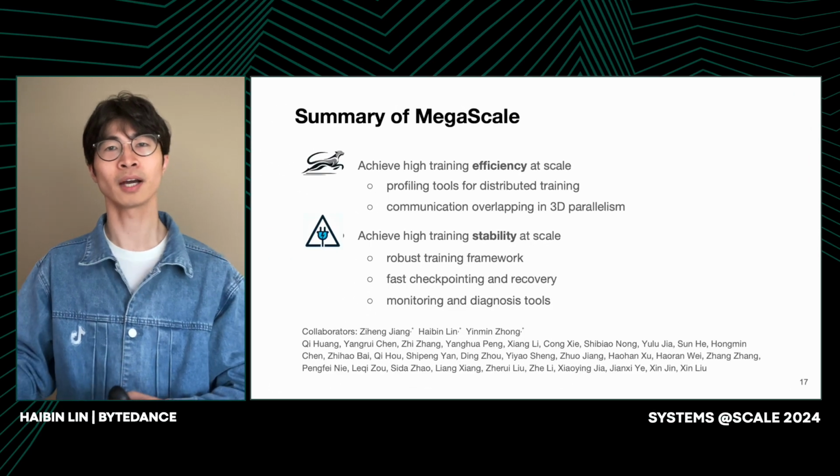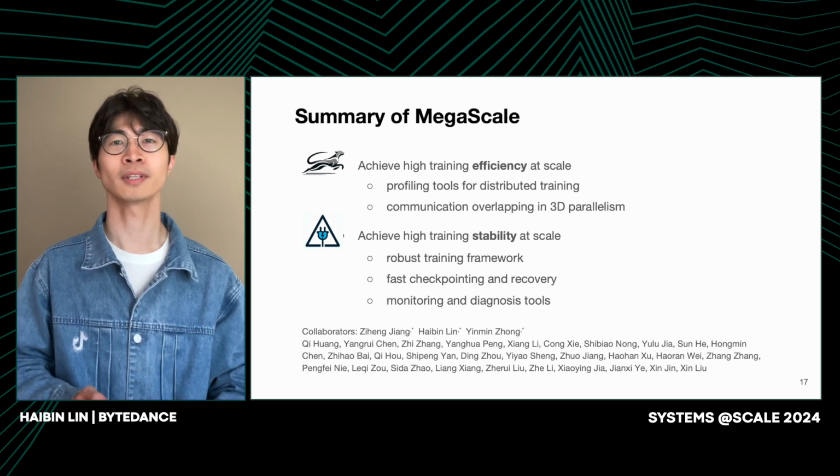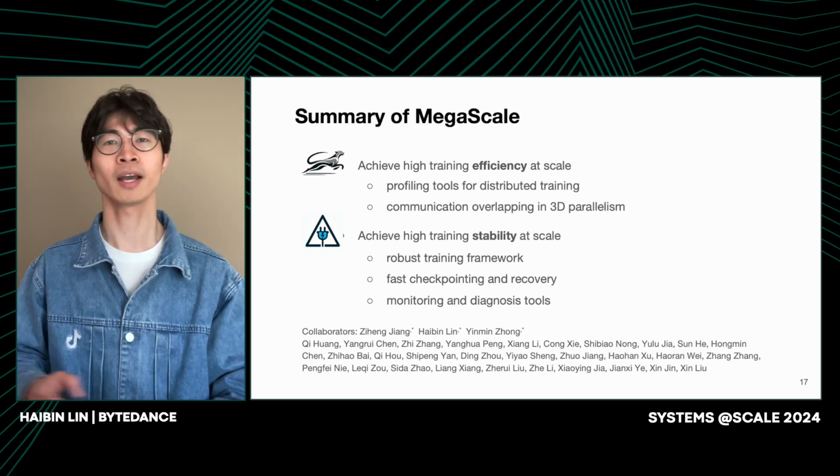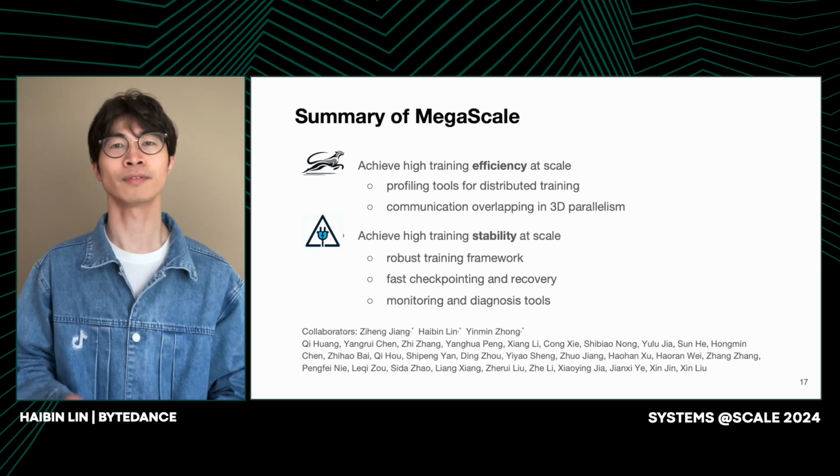On the stability side, we covered the robust training framework, which is very important because it helps us automatically handle a lot of GPU faults in a cluster and save a lot of human effort.